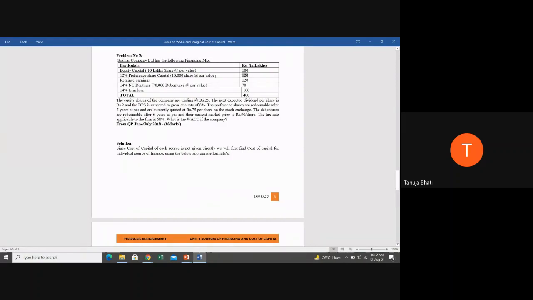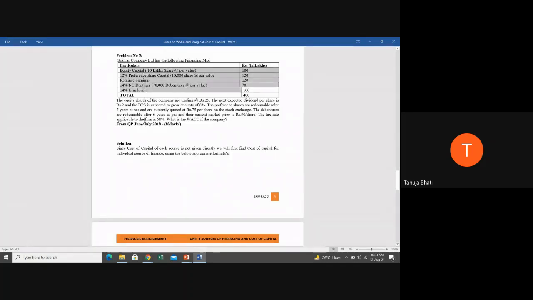Can anyone tell me, as per this information, what is the dividend rate for the preference shareholders? At what rate will the dividend be given to the preference shareholders? 12%. Very good. Retained earnings is 120 lakhs. 14% non-convertible debentures are there, that is 70,000 debentures at par value, that is 70 lakhs. Then a 14% term loan is there, that is 100 lakhs. So the total comes up to 400 lakhs. So this is the way the capital structure of Sridhar Company is built up with these different sources of capital.